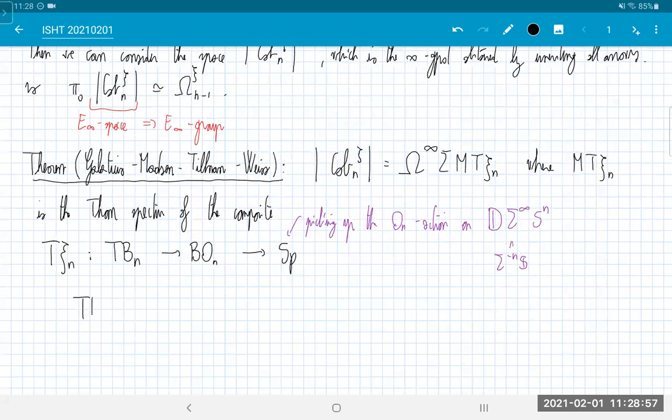And the TBN, I want to call this minus eta n, since it's essentially the opposite of the tautological bundle. TBN is just the pullback from BO n to BO. But this time I need a shift.